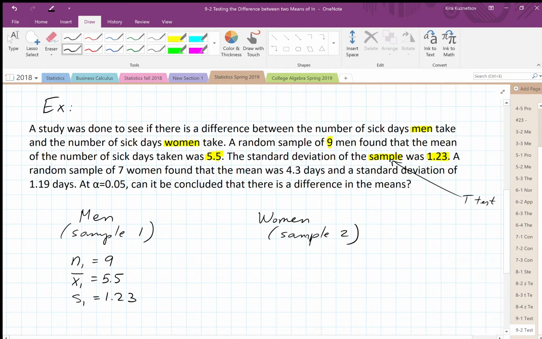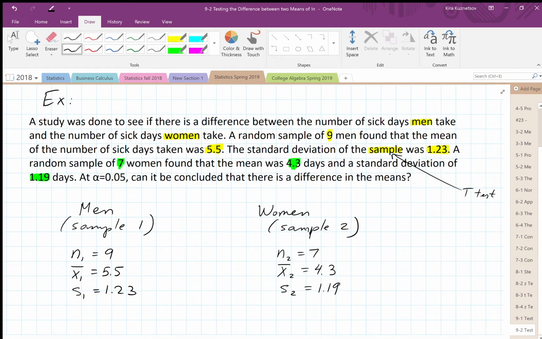A random sample of 7 women. So now we have n sub 2 is equal to 7. Found that the mean of that sample is 4.3, and a standard deviation of the sample is 1.19. So this is my sample number 2. 7, 4.3, and 1.19. Very important to label everything the way it's supposed to be labeled. Can it be concluded that there is a difference in the means? So the word difference refers to the two-tailed test.